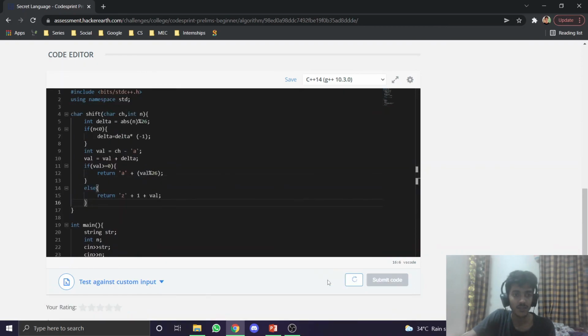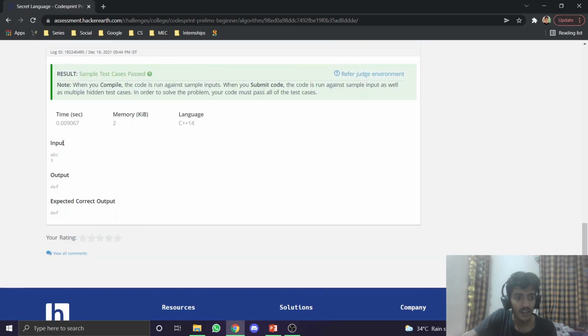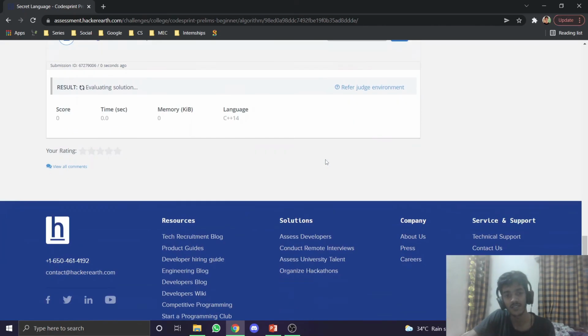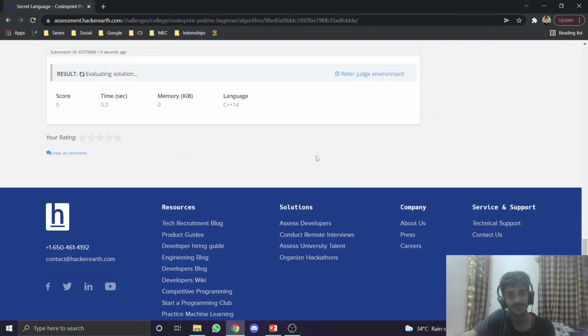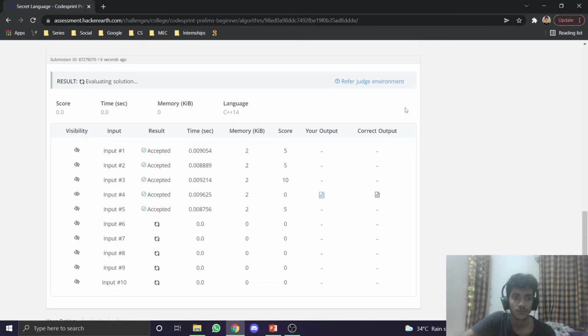Let's compile it. Yeah, the sample test case successfully passed. For the given input ABC and given 3, it provides output DEF. Now let's submit the answer. So the code successfully worked for all the test cases.